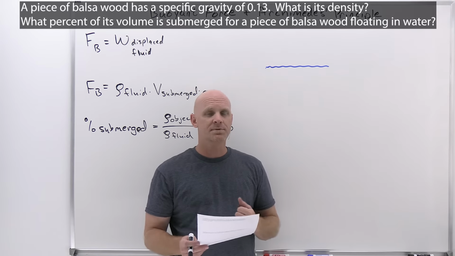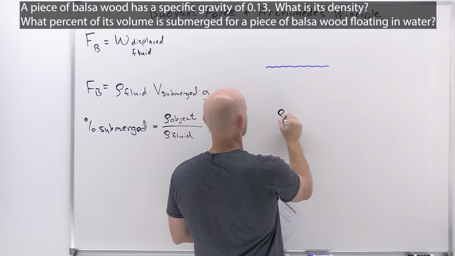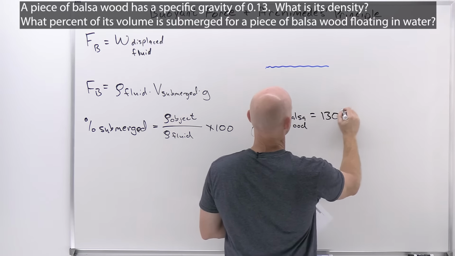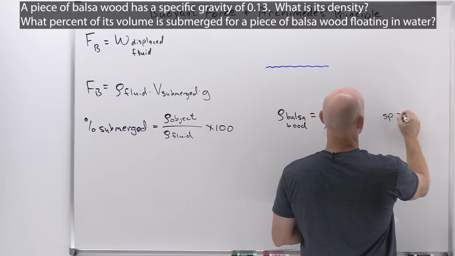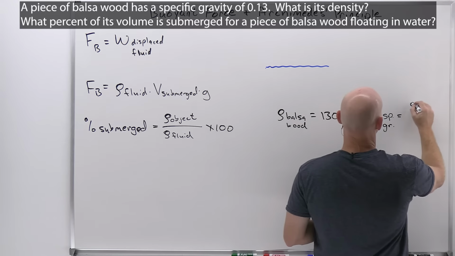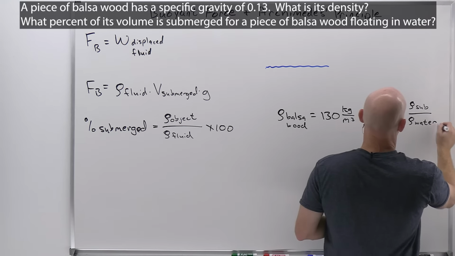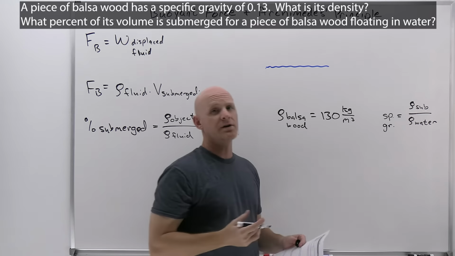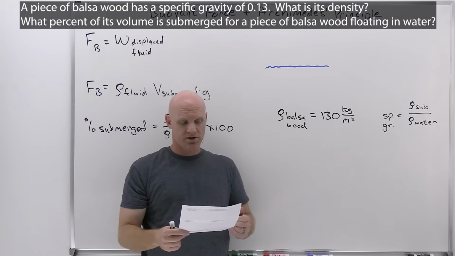Well, water is 1,000 kilograms per meter cubed, so 0.13 times 1,000 means the density of this balsa wood is going to equal 130 kilograms per meter cubed. And again, keep in mind that specific gravity is just equal to an object's density, or density of a substance, relative to the density of water. So if you want the density of the substance, you just have to multiply the specific gravity times the density of water. And 0.13 times 1,000 is 130 kilograms per meter cubed.